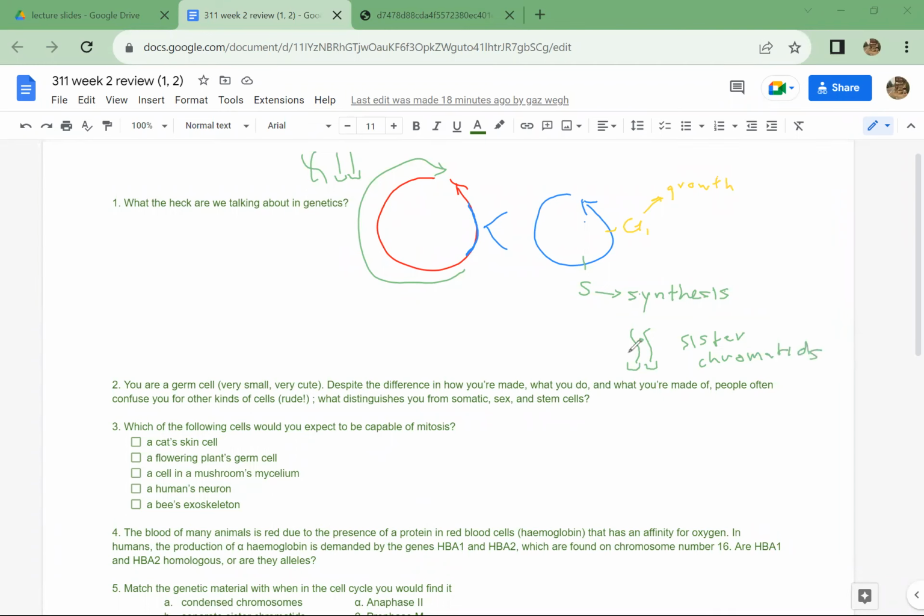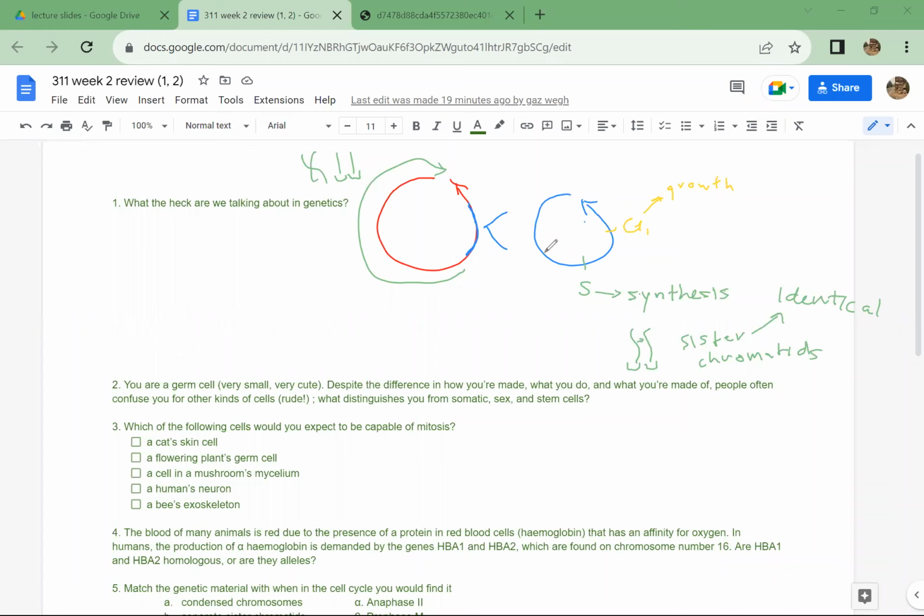Anyway, they're sisters because this one and this one are perfectly identical. They have the same information, as if they, excuse me, came from the same parent. They're sisters because they are identical. And this is important in the next part. So we have our G1 phase that sets up the S phase.